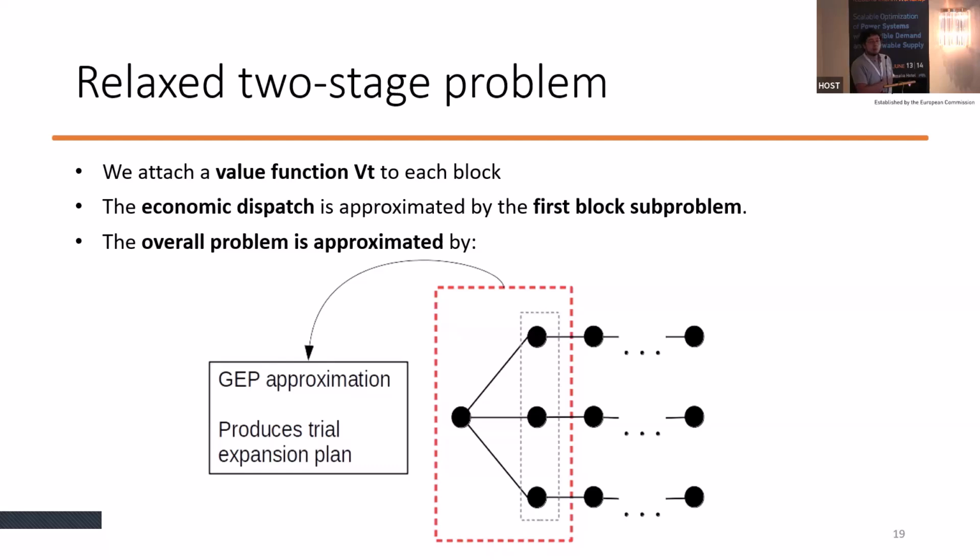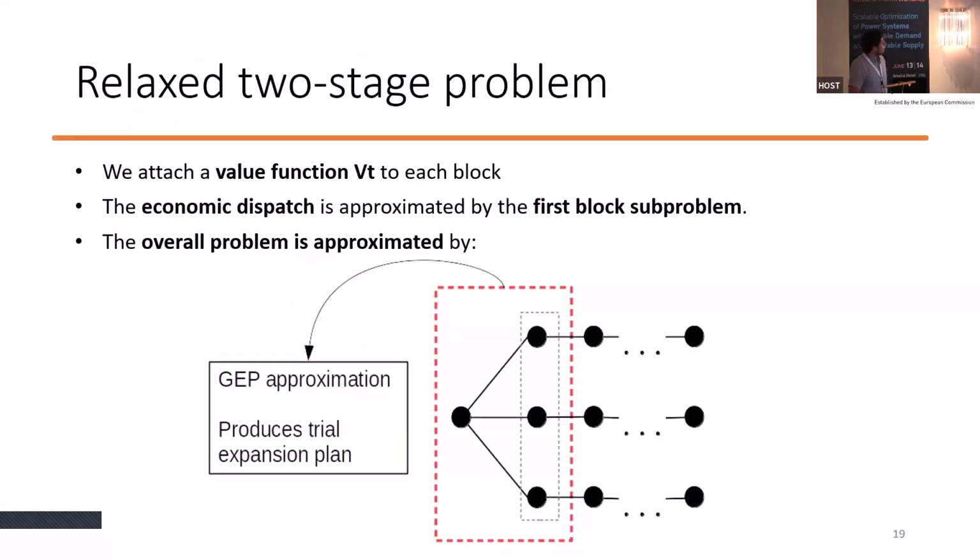And then our overall capacity expansion generation problem is going to be approximated by what is inside of this red dashed box. It's going to be our first stage and our 4-day operational problem plus the value function.